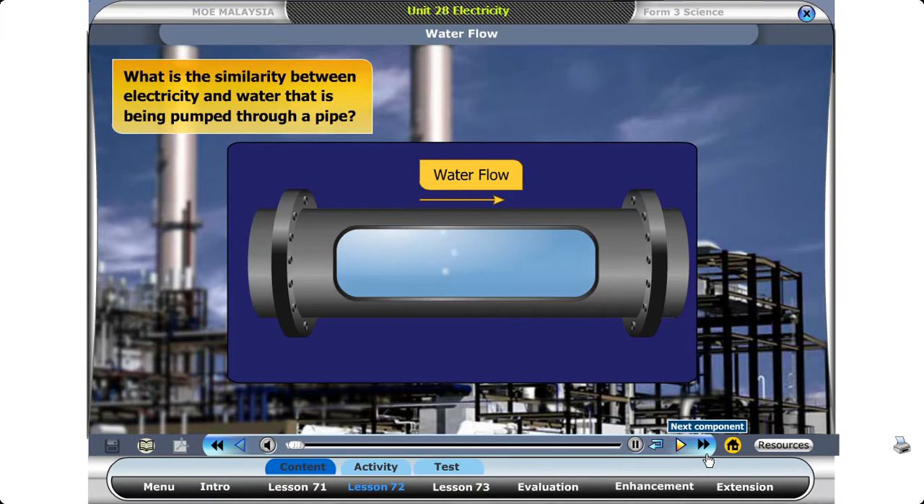Look at the picture. What is the similarity between electricity and water that is being pumped through a pipe? Let's find out.